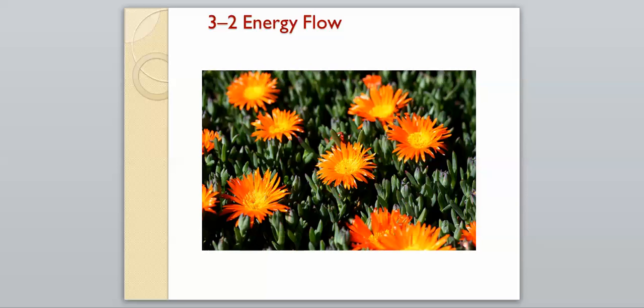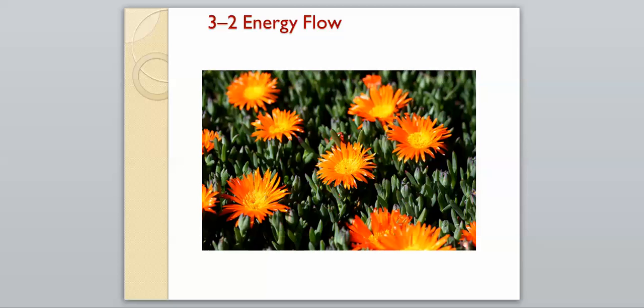We're continuing on with Chapter 3 about ecology, and the second section of this chapter is going to be energy flow. This is going to be important because in order to study how all living things interact with each other, we need to know where all living things get their energy from, because that's going to be the basis for most interactions. Energy is going to be a big key here.